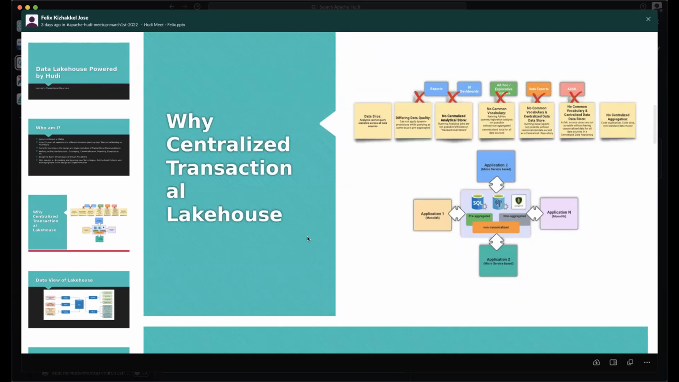So for having no common vocabulary, it's not able to run ad hoc queries or any of these analytics, since some data is aggregated, some data is non-aggregated. The other thing is the data processing itself. There is no centralized data processing. Every application has their own data processing, things like that. So that data processing is duplicated. That was another problem.